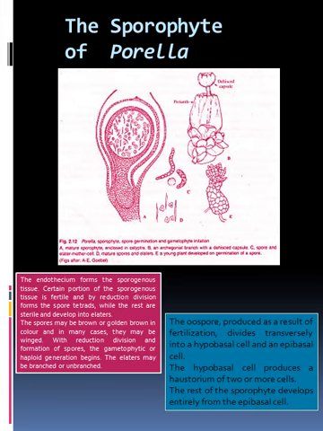Spores, which are produced by reduction division, are called spore tetrads, while the rest are sterile and develop into elaters. The spores may be brown or golden brown in color, and in many cases they may be winged. With reduction division and formation of spores, the gametophytic or haploid generation begins, and the elaters may be branched or unbranched. So in short, oospores produce the sporophyte of the Porella plant.